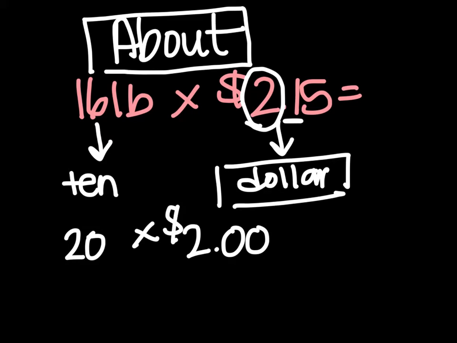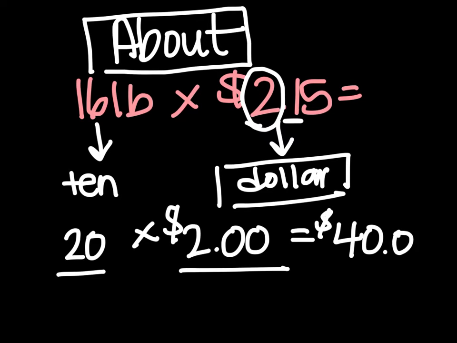So a good estimate would be 20 groups of 2. If you have 20 groups of 2, hopefully you said that was 40. And it's not 40 pounds, but it's $40. So 16 pounds of cheese is going to cost that wedding planner about $40, okay?